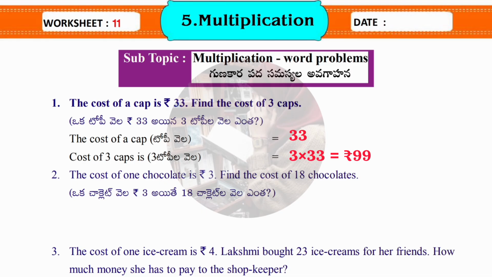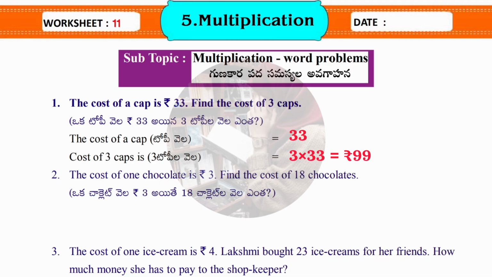The cost of a cap. One cap cost is 33. Now we have to find the cost of 3 caps. Okay, so 3 multiplied by 33. 3 3s are 9, 3 3s are 9. So answer is 99 rupees. So 99 rupees is the cost of 3 caps.